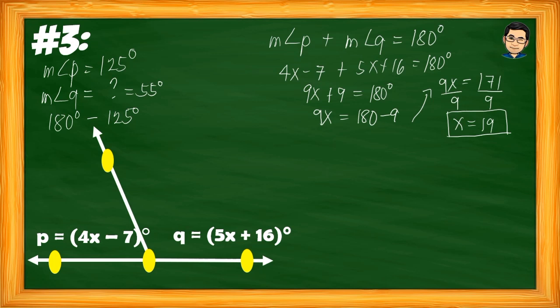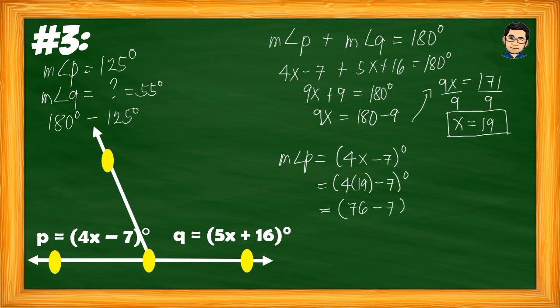So, para makuha ang sukat ng P, substitute lang po natin yung 19 sa 4x minus 7. So, magiging 4 times 19 minus 7 degrees. Next, 4 times 19 is 76 minus 7. So, that is 69 degrees.